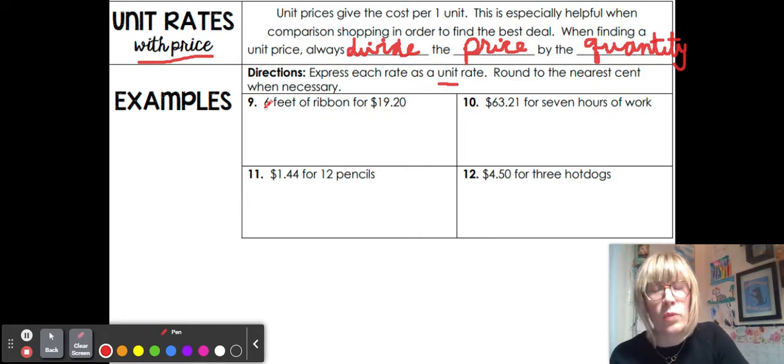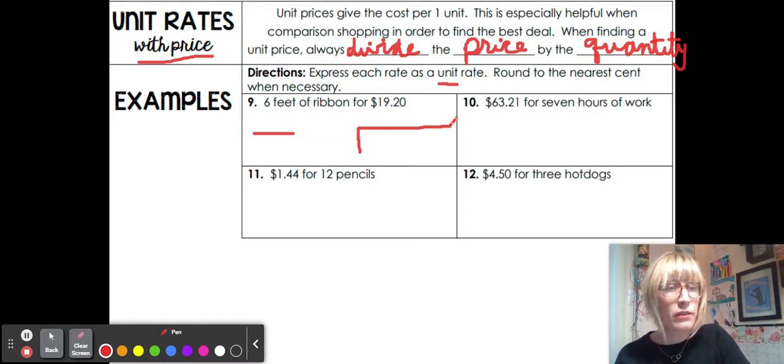So in this case, we are given the information that there are 6 feet of ribbon that you can essentially purchase for $19.20. So we know that we want to divide the price by the quantity. So we know it's going to be a division problem. So I'm just going to write in my division bar, right, to create essentially a fraction. We want to divide the price by the quantity. So if we were to think of it like what would go inside of the little division house, we want to divide the price by the quantity.